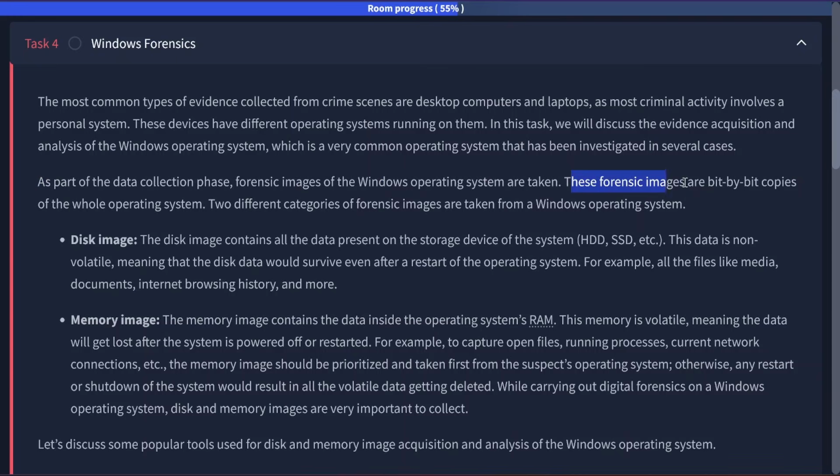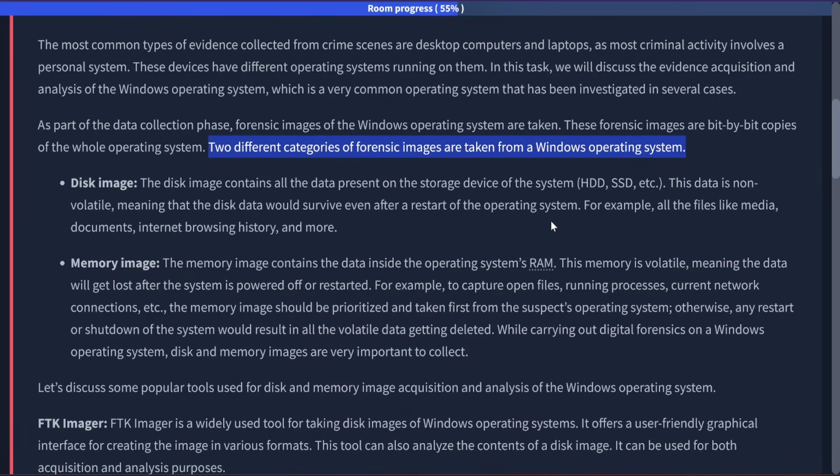But here, it's talking about how you take forensic images, which are byte by byte copies of the entire operating system. And here there are 2 categories of forensic images that they're going to talk about. The first is the disk image, which is what everybody starts with, generally speaking. If you're going to get into digital forensics, or do a CTF, you're probably going to have to make a disk image of something, or they'll give you a forensic image of the disk and then you analyze it, right?